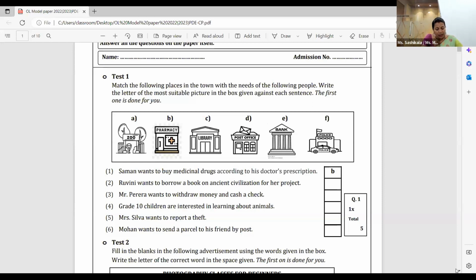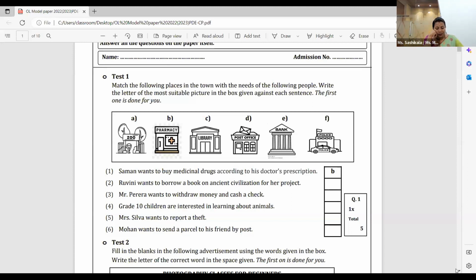And the next one is, Mr. Pereira wants to withdraw money and cash a cheque. Pardon the mistake of a check, children. It has to be C-H-E-Q-U-E. There's a spelling mistake, right? Mr. Pereira wants to withdraw money. So where do we withdraw money? You must remember. And also you have to cash a cheque. Those are the two key phrases there.